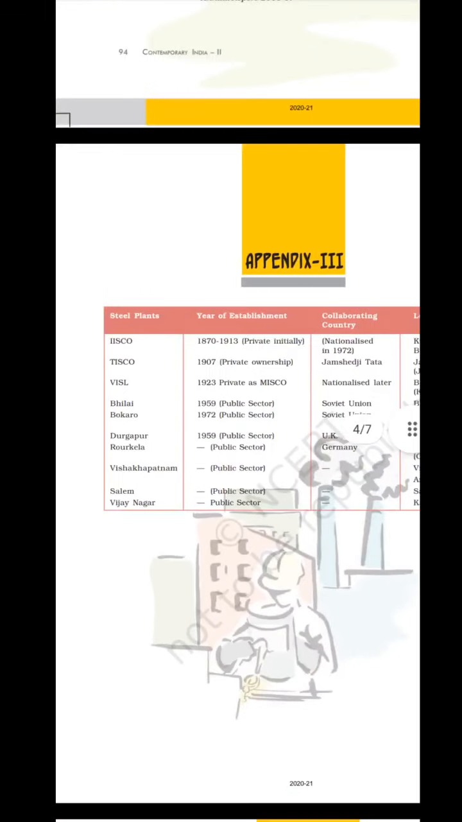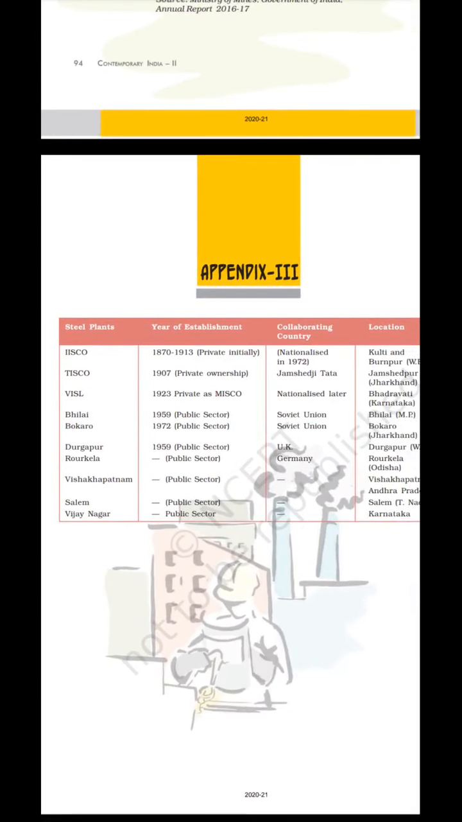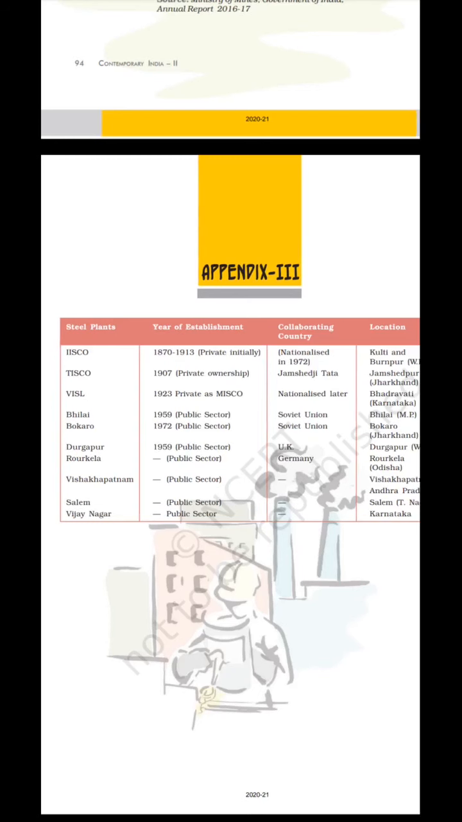Appendix 3. Steel plants, year of establishment, collaborating country, location. IISCO 1817 to 1913, private, entirely nationalized in 1972, Kulti and Burnpur, West Bengal. TISCO 1907, private ownership, Jamshedji Tata, Jamshedpur, Jharkhand. VISL 1923, private as MISCO, nationalized later, Bhadravati, Karnataka.